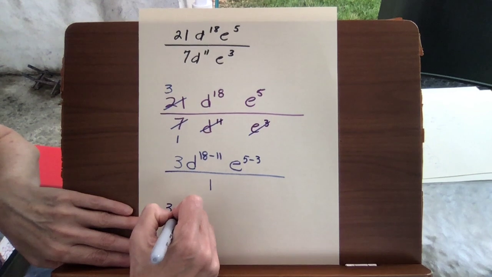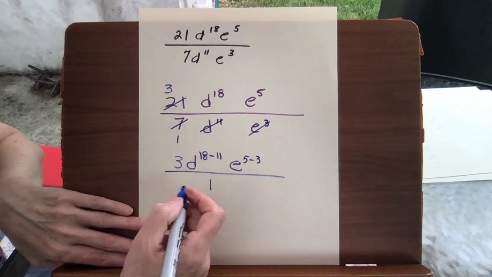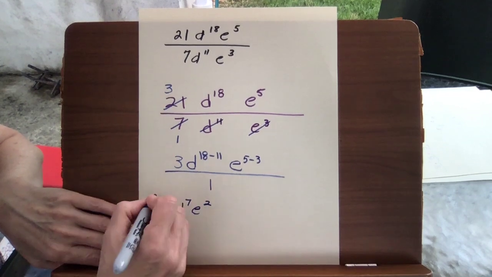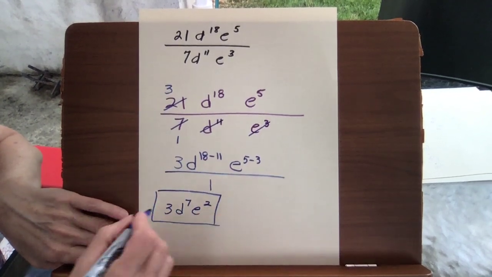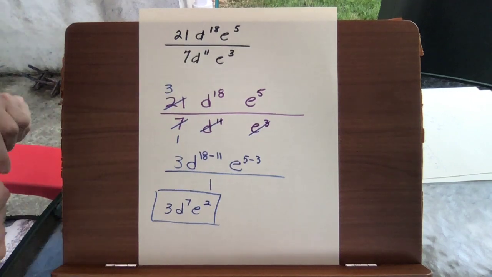18 minus 11 is 7, so d to the 7th. 5 minus 3 is 2, so e to the 2nd power. So your answer is 3 d to the 7th e to the 2nd, or e squared.